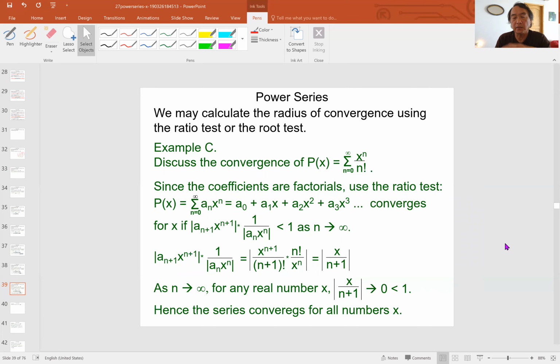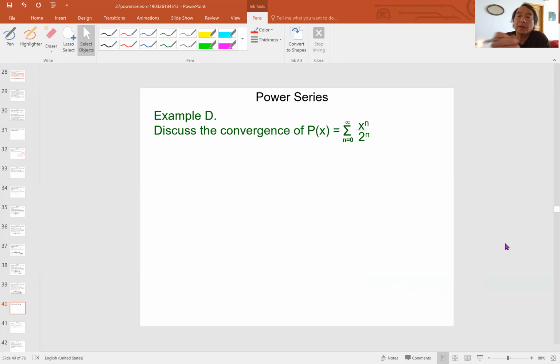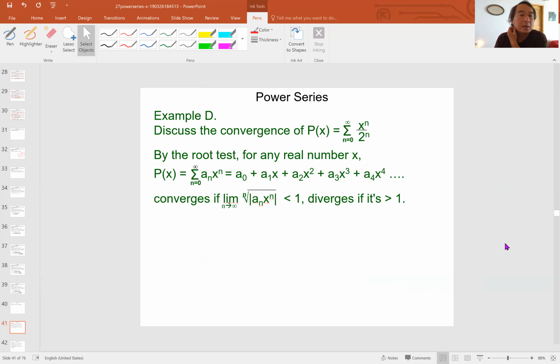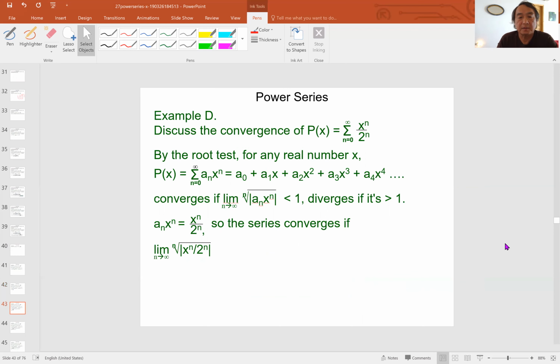So this one converges for every number. Now, this one, obviously in this case it's easier to use a root test, because I can take the nth root of these numbers easily. The root test says that if the nth root of the nth term is less than 1 as the limit goes to infinity, it converges. And it's very easy to calculate the nth root of the a_n terms. It's just x over 2. I want this to be less than 1.